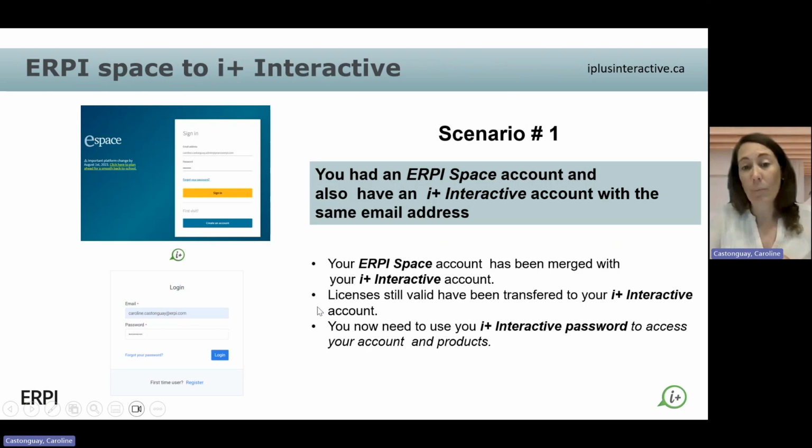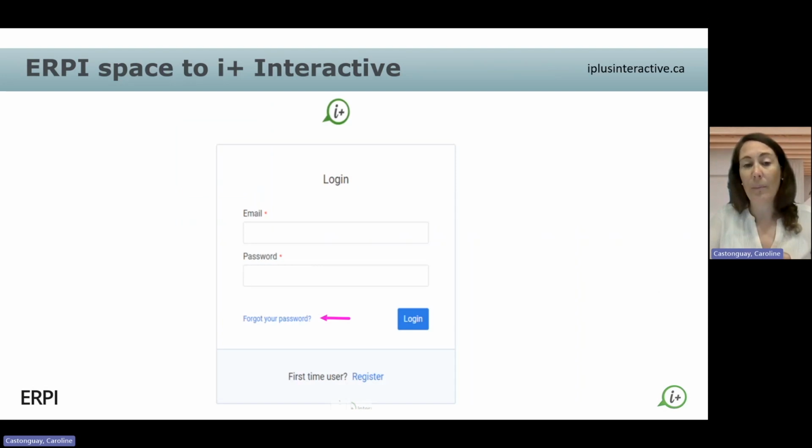Now, to access those products, you would still need to use your password of the I+ Interactive platform. And if you're just like me during the summer, you might have forgotten your password, no worries. At all times, you can go onto the login page, so on iplusinteractive.ca, and then click on Forgot Your Password. It would be the same steps that your students would have to follow if they've forgotten their password over the summer, if they already had an account created.